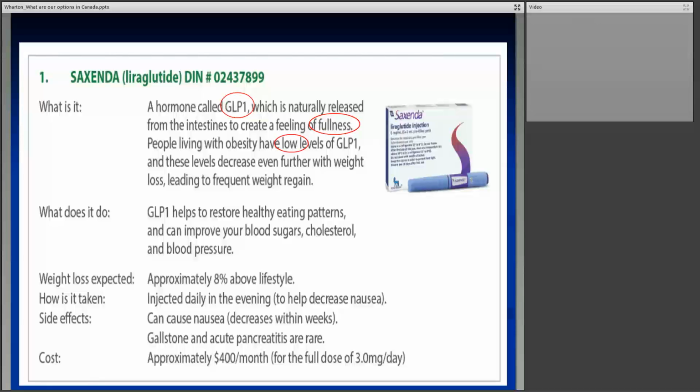People living with obesity have low levels of GLP-1, and these levels decrease even further with weight loss, leading to frequent weight regain. So the weight loss that's expected is approximately 8% weight loss above the lifestyle modification. And it's injected daily in the evening, and it can cause some nausea. It is an expensive medication, so the hope is that the patient either has an insurance plan to cover the medications, or many of my patients have been opting to pay for this medication, particularly if they find that they are getting benefit.